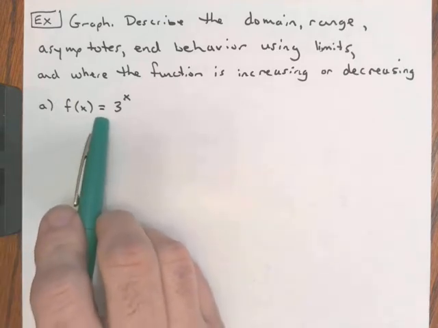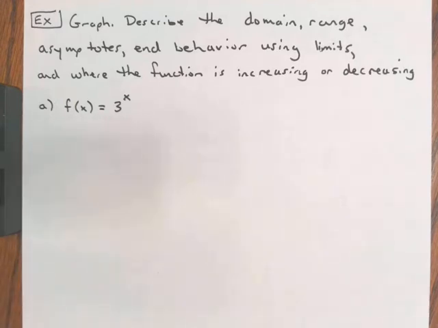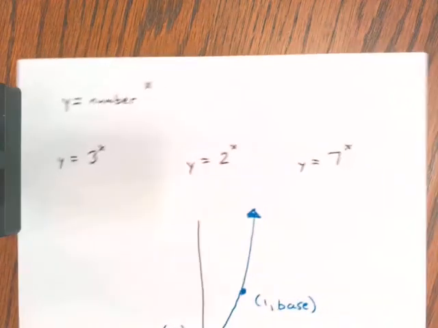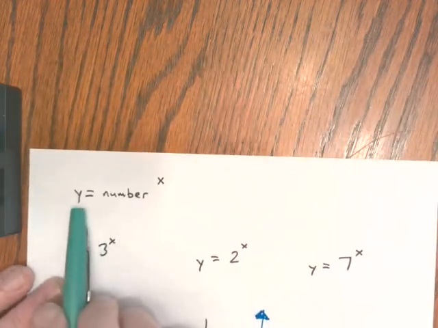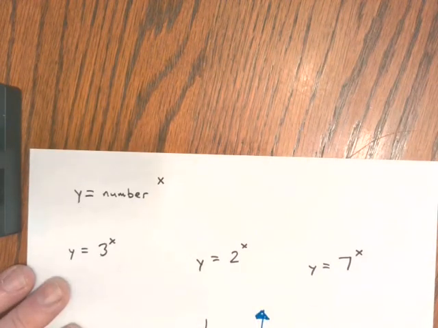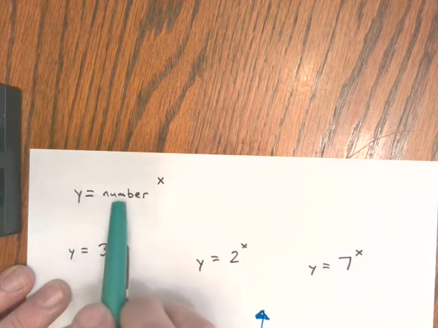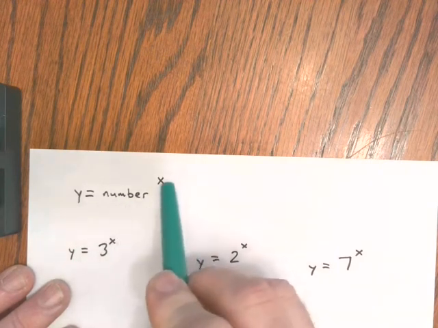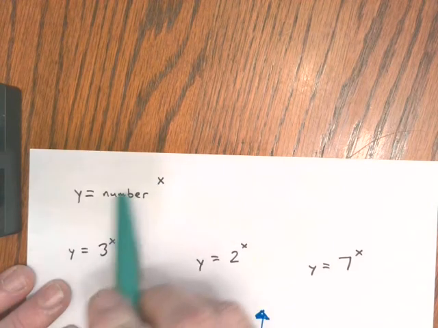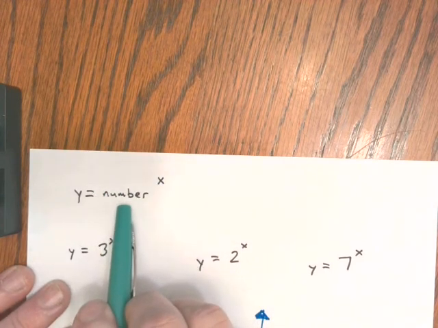To come up with the graph of this, you could go through and make an XY table, but if you're going to use parent functions with transformations to do this a little more quickly, here's the idea behind that. So to start with, our exponential parent functions are going to be in the form y equals a number raised to the x power. And in this lesson, all of our numbers here are going to be bigger than 1.